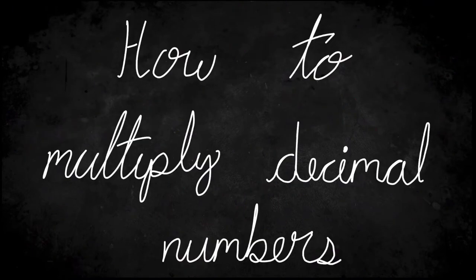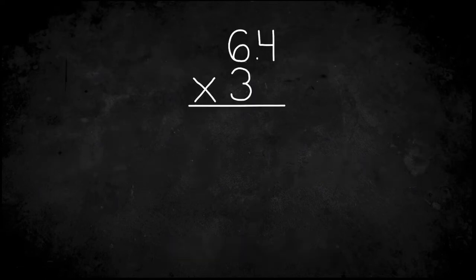In this video of Let's Talk Math, we're going to learn how to multiply decimal numbers. So, let's say we want to multiply 6.4 times 3. Now, the first step, because we have a whole number in the equation, is to turn it into a decimal number, a number with a decimal. Now, all numbers, even whole numbers, have a decimal, right?